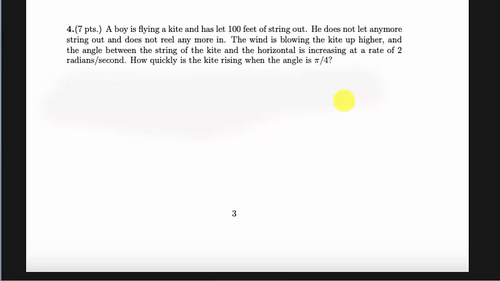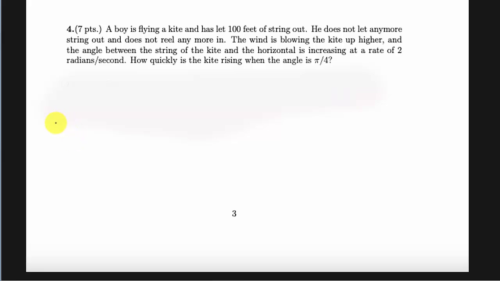It says a boy is flying a kite and has 100 feet of string out. He does not let any more string out, so the string from the boy to the kite is 100 feet. That's going to stay constant. He lets no more out and reels none in. The wind is blowing the kite up higher, and the angle between the string of the kite and the horizontal is increasing at a rate of 2 radians per second. How quickly is the kite rising when the angle is pi over 4?